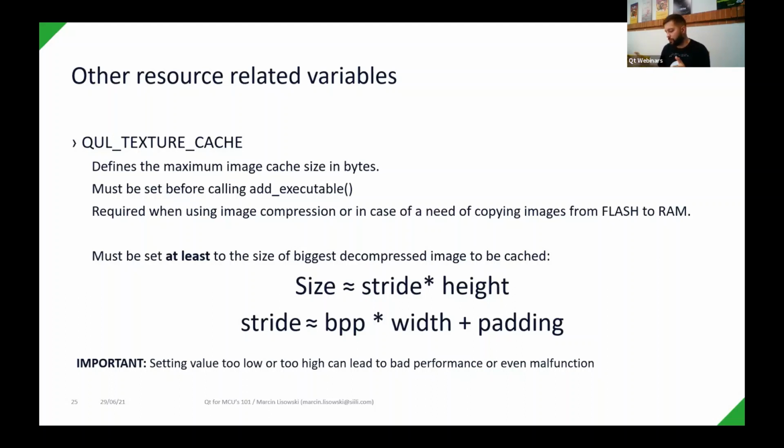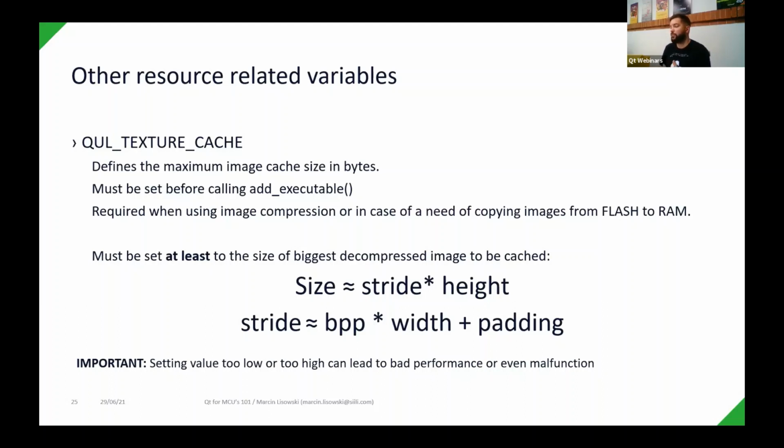It just holds some space for such dynamic cases where you have to or would like to decompress something or put something to cache for faster access. And by providing the Qt texture cache property, we are defining how big that image cache is. And it must be set to at least the size of the biggest decompressed image to be cached. It's because if it is lower, then that image cannot be decompressed properly, and your application will just halt.